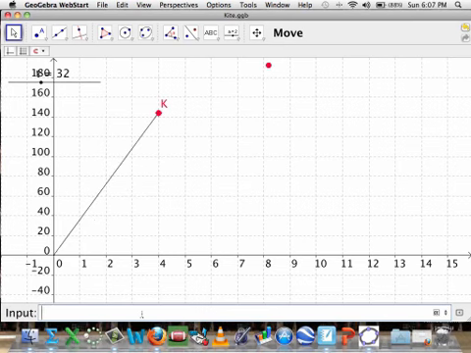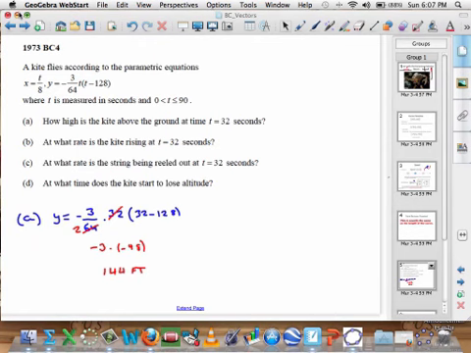And it looks reasonable that it's 144 feet. I don't have the calculation bar on, so we can't see for sure. But I'm going to go with that and say it's correct. Let me shrink that down.